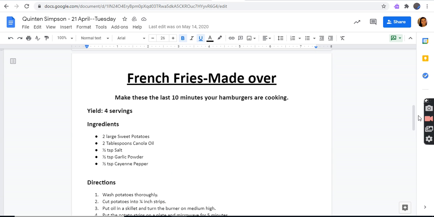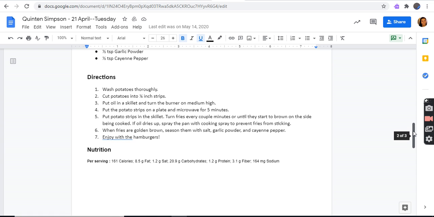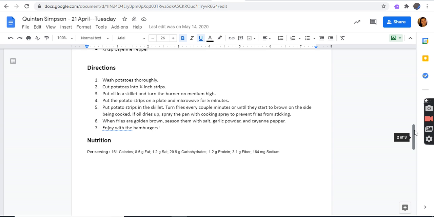French fries makeover. Make these in the last 10 minutes your hamburgers are cooking. Yield: 4 servings. Ingredients: 2 large sweet potatoes, 2 tablespoons canola oil, 1/2 teaspoon salt, 1/2 teaspoon garlic powder, 1/2 teaspoon cayenne pepper. Directions: wash potatoes thoroughly. Cut potatoes into 1/4-inch strips. Put oil in a skillet and turn the burner on medium-high. Put potato strips on a plate and microwave for 5 minutes.